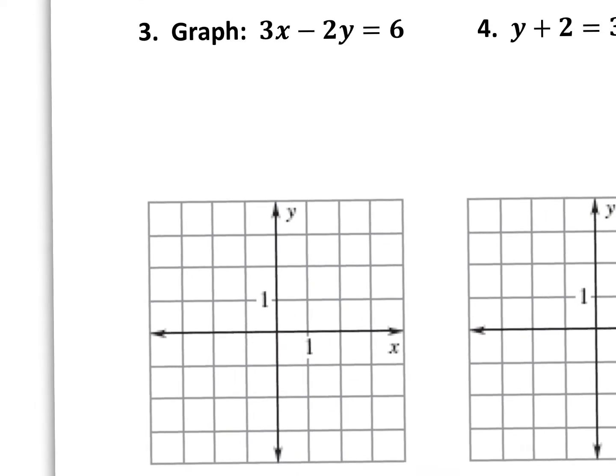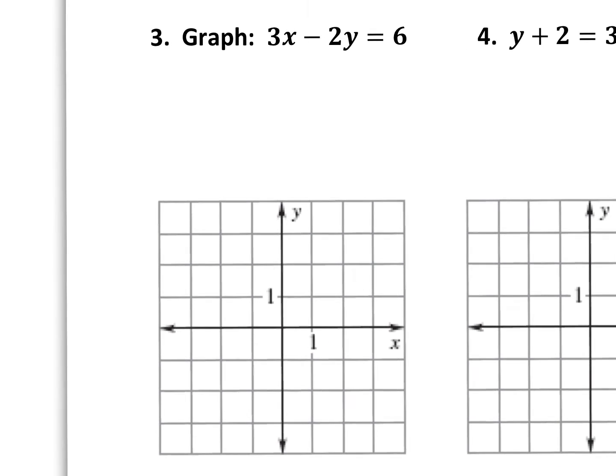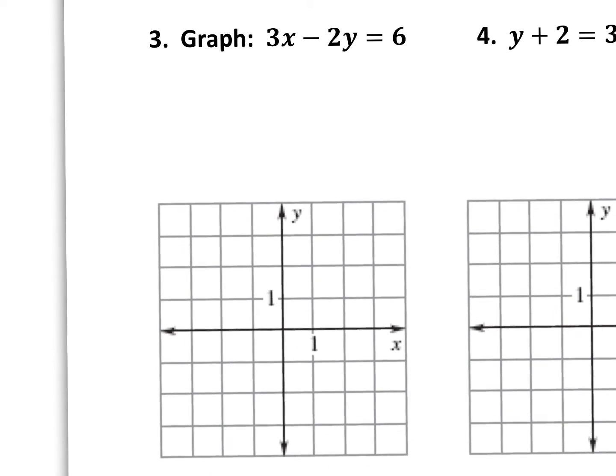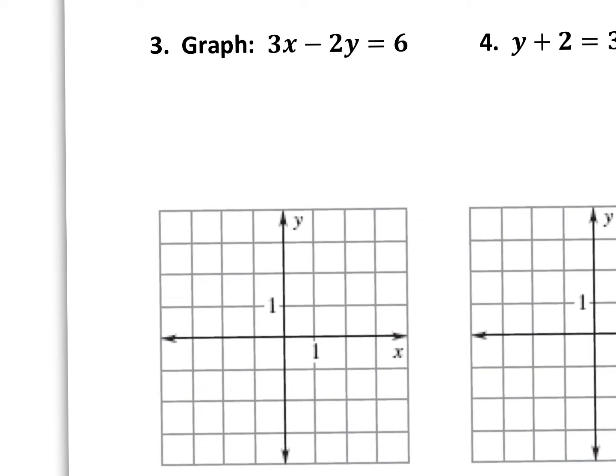Number 3 is in standard form, and you can't graph in standard form directly. You could find the intercepts, and how could you do that? Well, you could find the x-intercept by setting y equal to 0 and solving. And then you could find the y-intercept by setting x equal to 0 and solving. Or if you wanted to, you could change this to slope-intercept form to get y by itself. It's totally up to you. I'm going to choose to get y by itself.